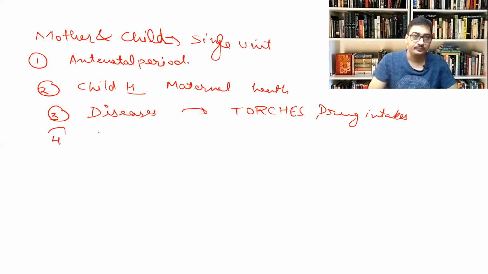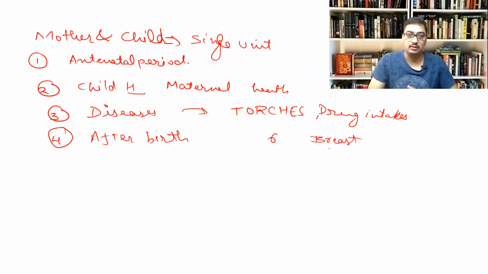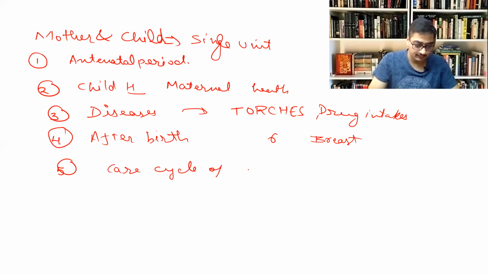And the fourth element is that after birth, the child is generally dependent on the mother only, and up to the age of 6 months, the child is dependent on breastfeeding. Then later on also, most of the dependence of the child is on the mother. Fifth reason is that in the care cycle of women, the child services are required both ways.